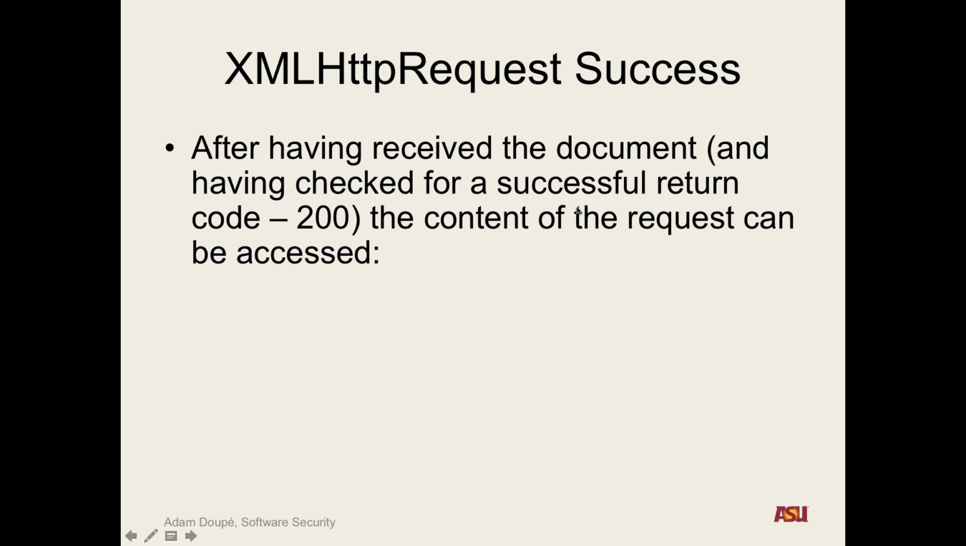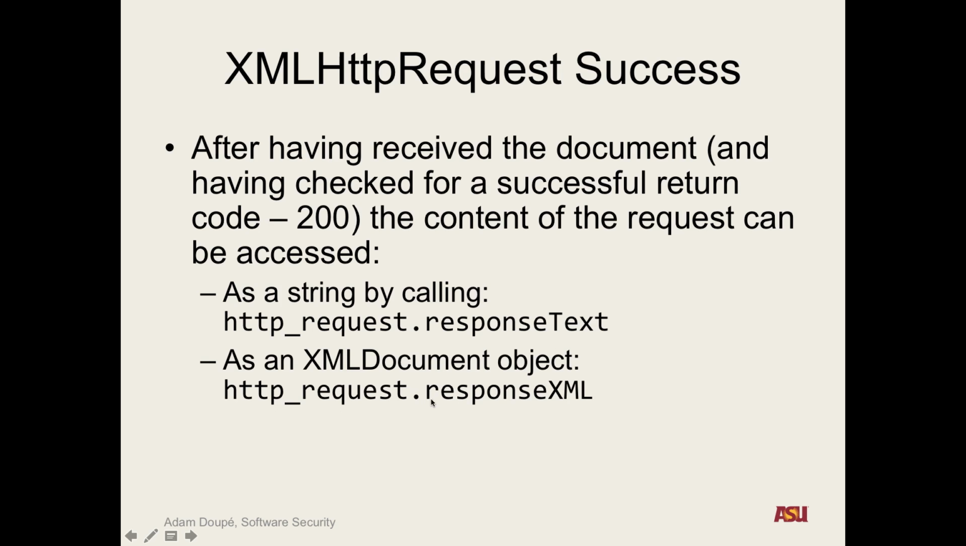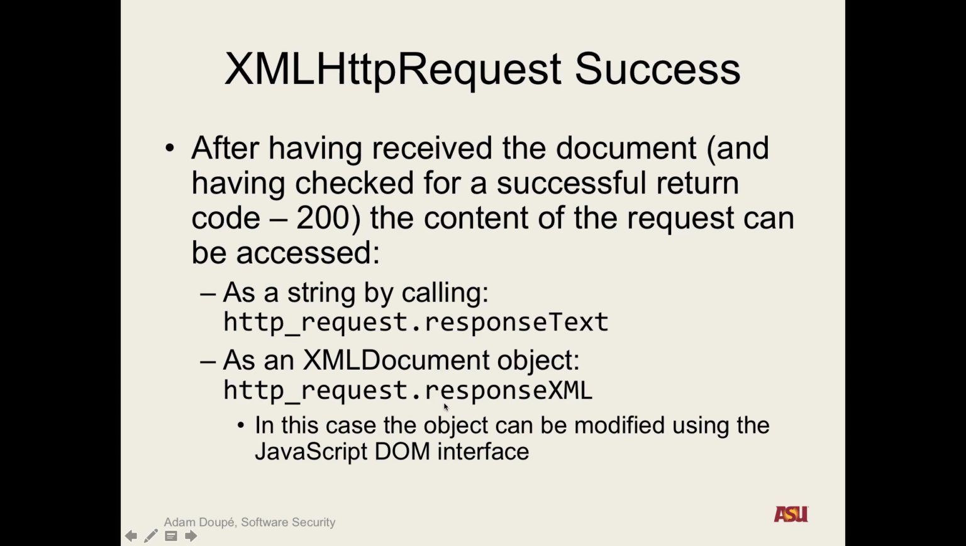So finally, once we've received the document and checked for a successful return code, the content of the request we can access with our object.responseText. This will give us the raw text of the response. We can use the library to parse it as XML, so we can actually have it do that automatically. In this case, we can operate and manipulate this object just through the DOM elements.